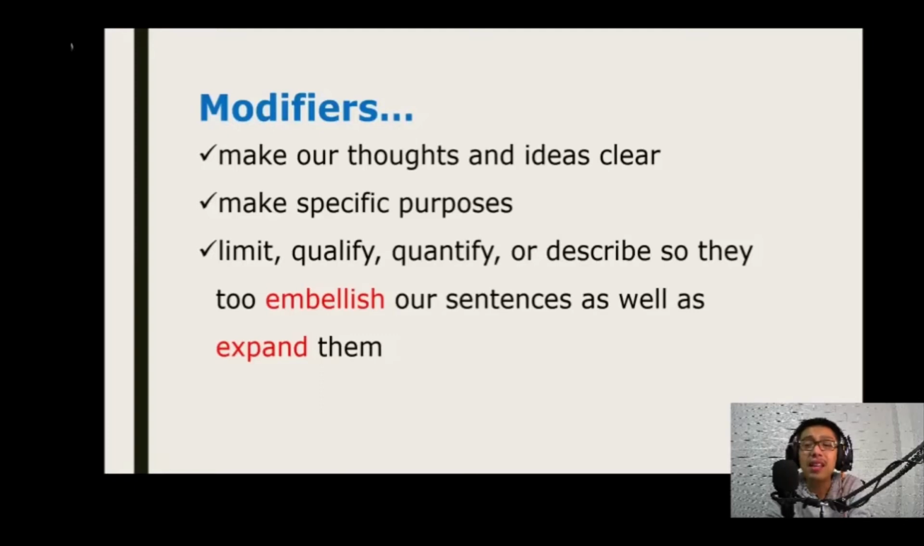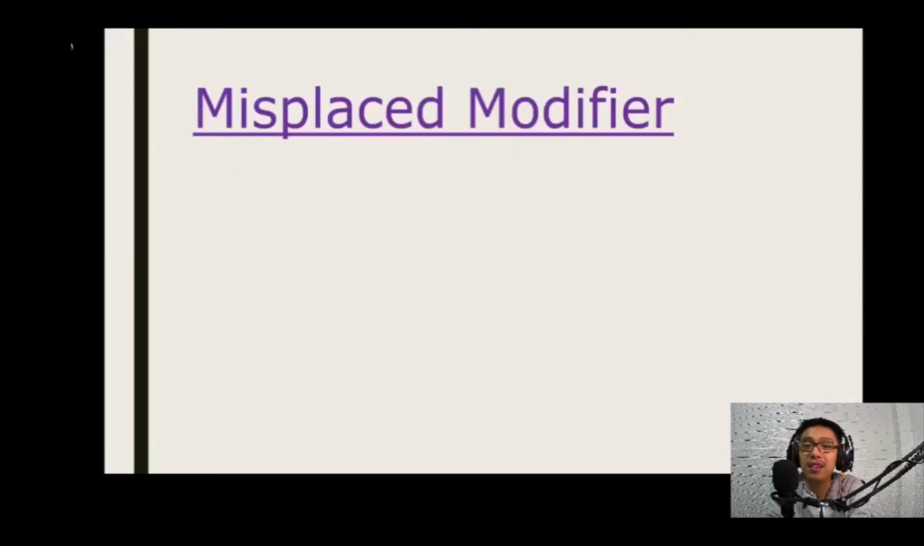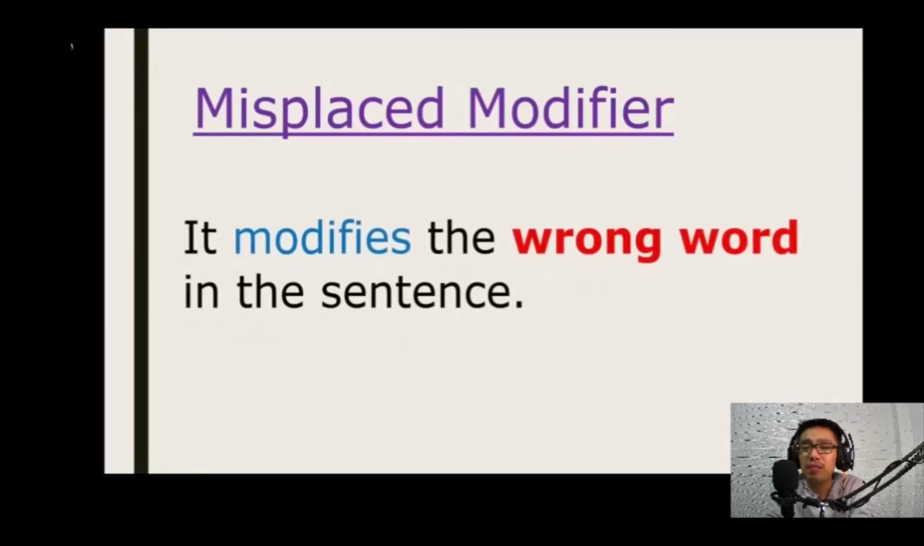Now, what happens if you are going to use modifiers incorrectly in a sentence? Then that will lead to what we call misplaced modifiers and dangling modifiers. Now, let's start discussing the misplaced modifier. So, what is it? When we say misplaced modifier, these are the words, phrases, or clauses that modify the wrong word in the sentence. So it's like saying that the word doesn't describe the correct word. So how are we going to correct this?